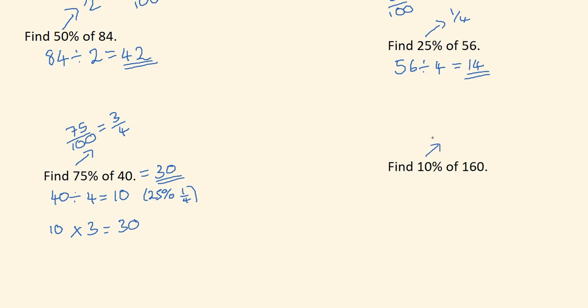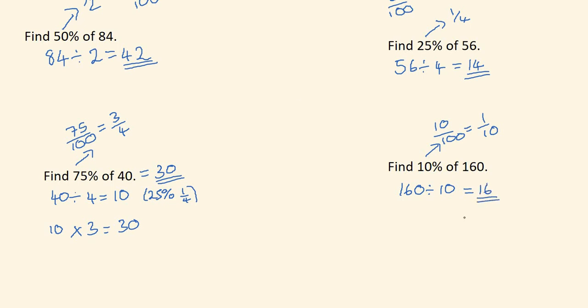10% then, well 10%, 10 out of 100, okay, is the same as 1/10. So all we've got to do for that one is we just have to divide by 10. So we do 160 divided by 10. Now if we divide a number with a 0 on the end by 10, the 0 just disappears, so we end up with just 16.